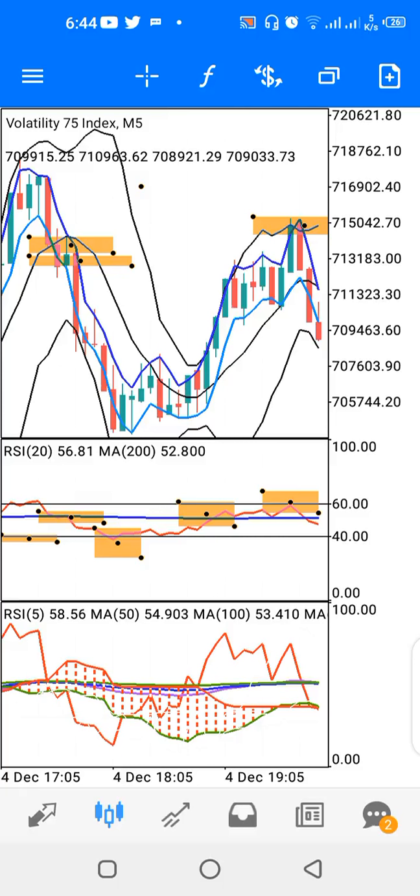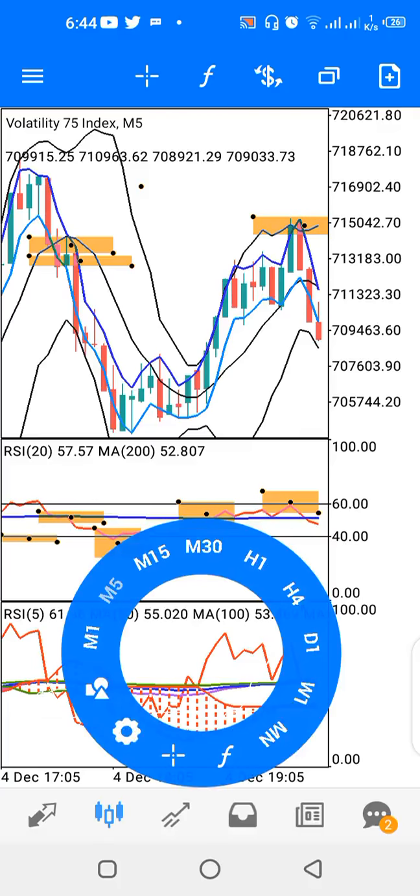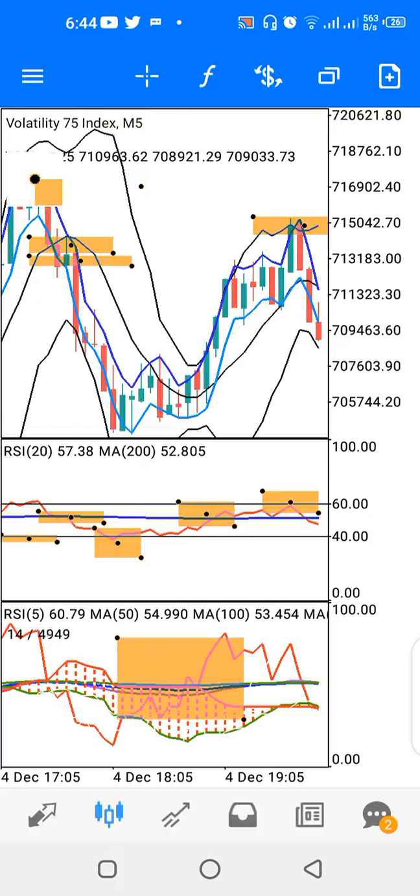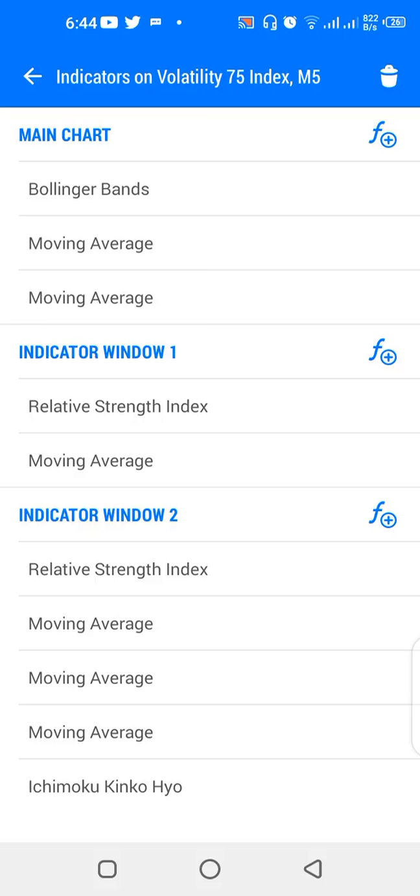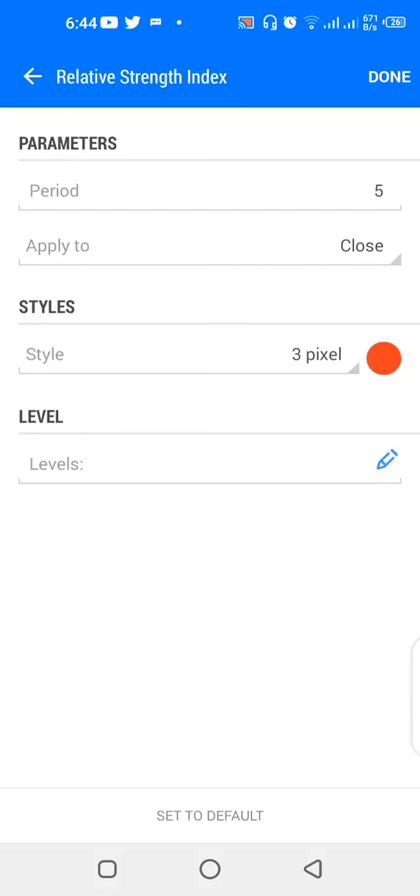We want to measure your support, your resistance, your breakout, for it to have a bullish trend breakout or bearish trend breakout. Now let's look at indicator window 2. This is our indicator window 2. Let's look at the parameters. For indicator window 2, we have the relative strength index. The period is 5, apply to close, color is red.